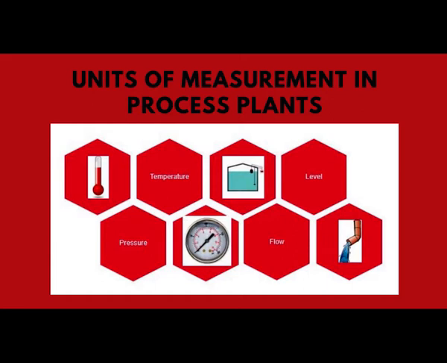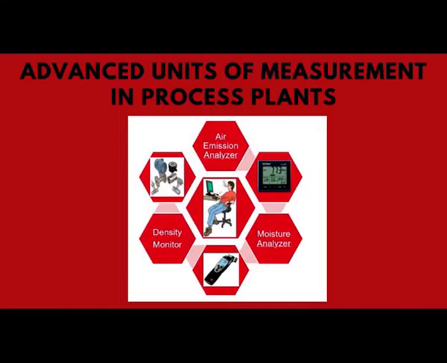What are the units of measurement in the process plants? There are four basic units that are very vital in any process plants, including petroleum refining. That is temperature, flow, level, and pressure. These are the basic measurement parameters in any process plants. Assume that there are 1000 instruments, almost 90% of the instruments will be measuring any one of these parameters like flow, temperature, pressure, and level. There are some more parameters that are being measured in a continuous fashion with the help of instruments. For example, it can be a density, online density monitoring, or air emission analyzer, or moisture analyzer in your product. These are all slightly special instruments, while the previous instruments to measure flow, temperature, pressure, level are all very generic in nature.